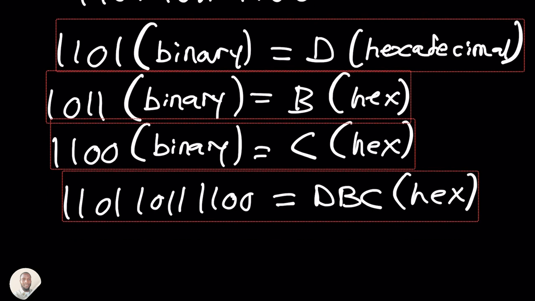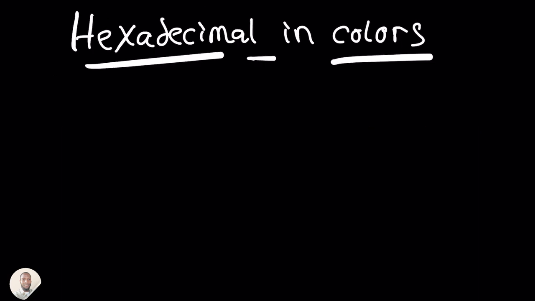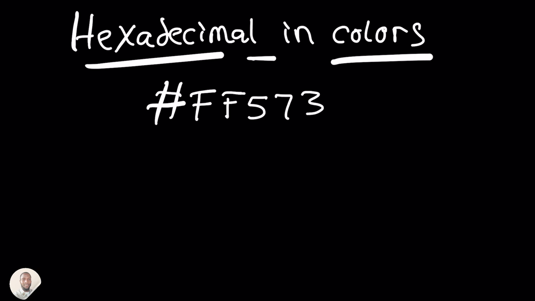Imagine this code becoming this. That's very simple and easier to understand. Yeah, I remember I promised to explain how hexadecimal, which is base 16, is used in color. Now, have you ever seen color codes like this, #FF5733, on a computer or website? This is basically what? Hexadecimal.